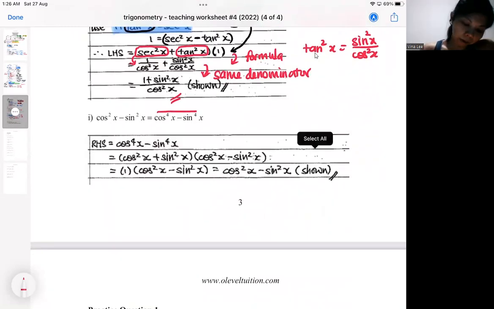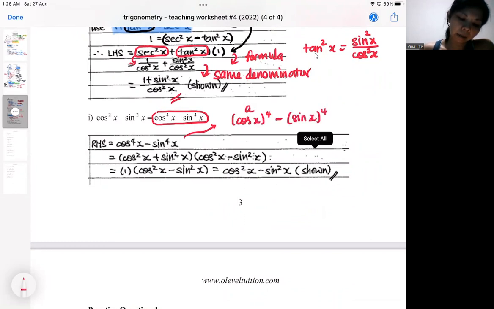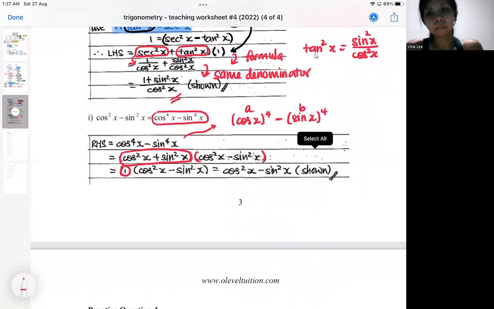The same happens on this side. Obviously you start off with your cosine 4 minus sine 4, which is equivalent to cosine x to the power 4 minus sine x to the power 4. This is like the A and this is like the B. If you apply the factorization, you will get two brackets. If you're very familiar, you realize that this bracket is a value 1, so one bracket disappears. You're left with the second bracket, and that's the proof that the question wants.